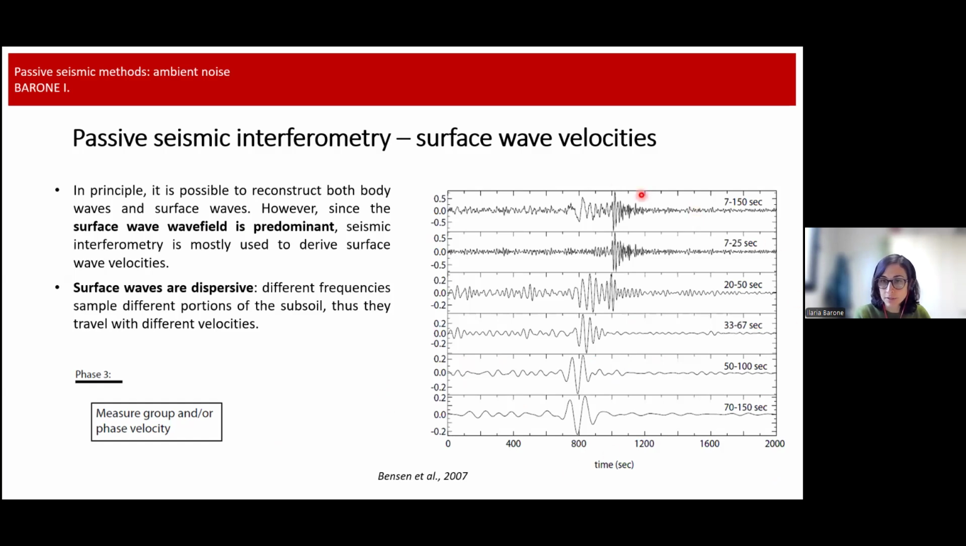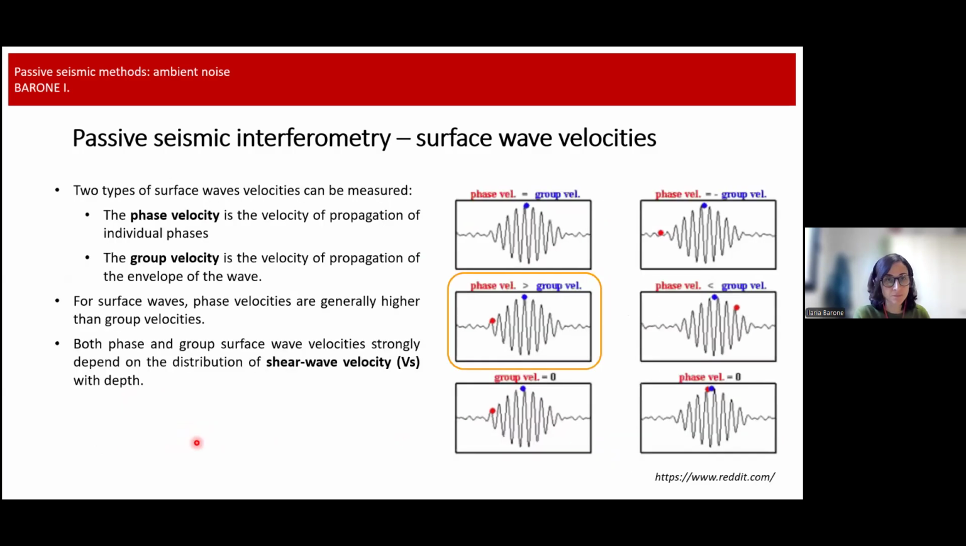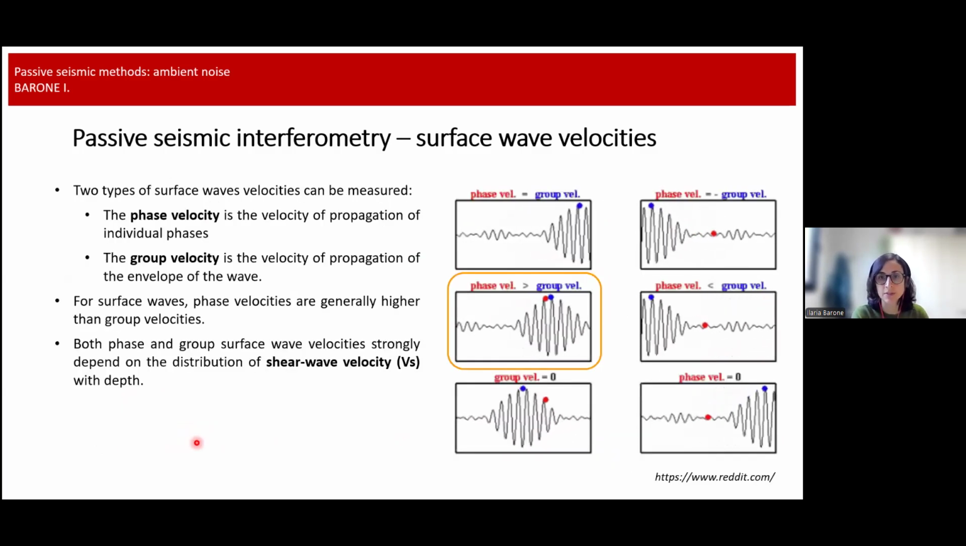From this plot, it is very clear this characteristic of dispersion of surface waves, because this is the same cross-correlation function that has been bandpassed in different frequency bands. And so you see that the low frequencies travel much faster than the high frequencies. And then which velocity do we measure? Here it's written measure group and/or phase velocity. What are group and phase velocities?